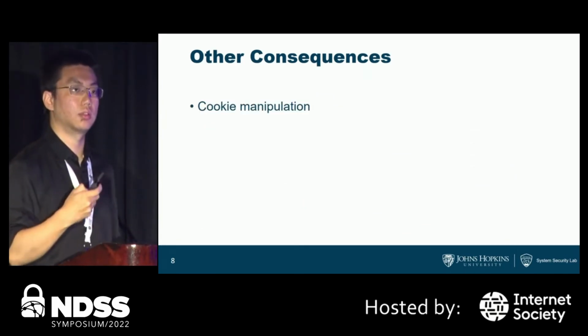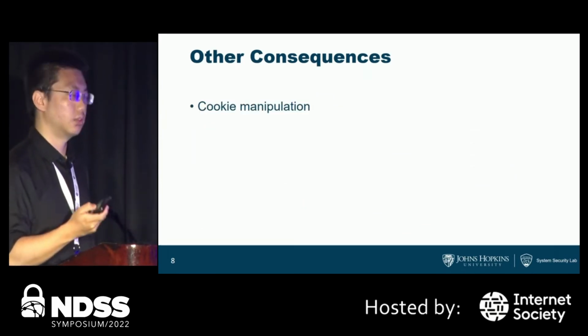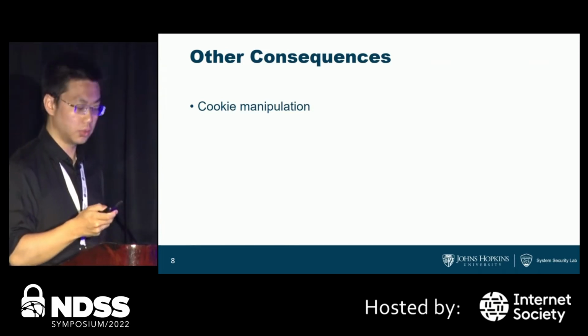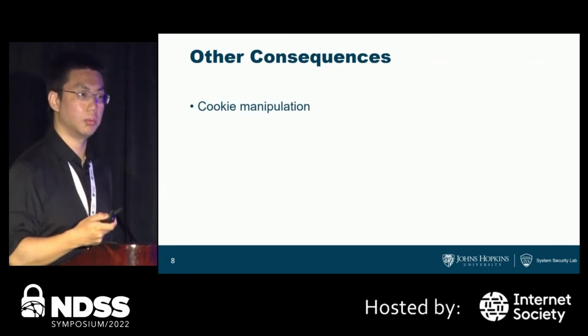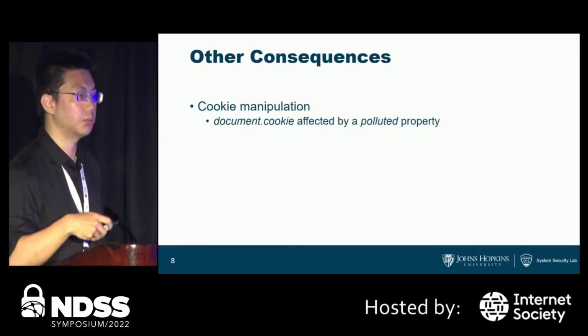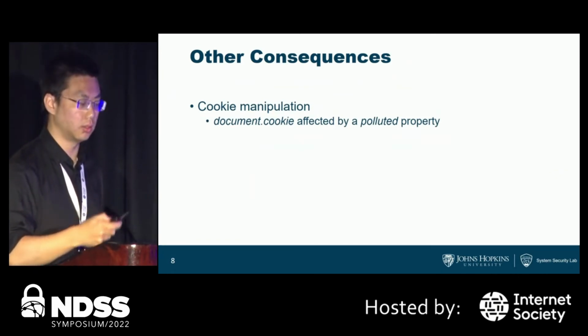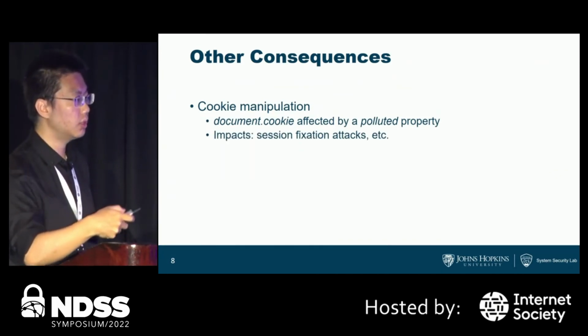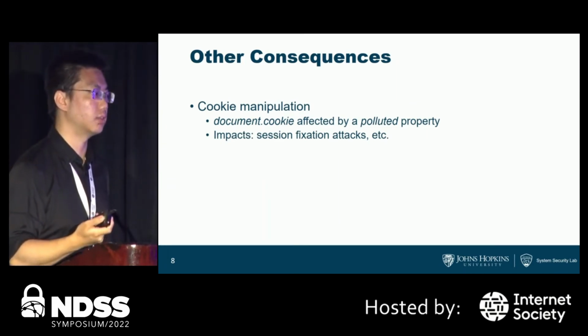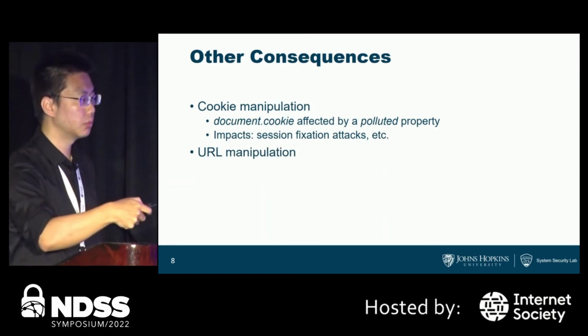Then besides cross-site scripting, what are the other consequences that prototype pollution could lead to? The first one is called cookie manipulation, which involves the document.cookie affected by a polluted property that is injected by the adversary. Then it could cause some impacts, such as session fixation attacks.